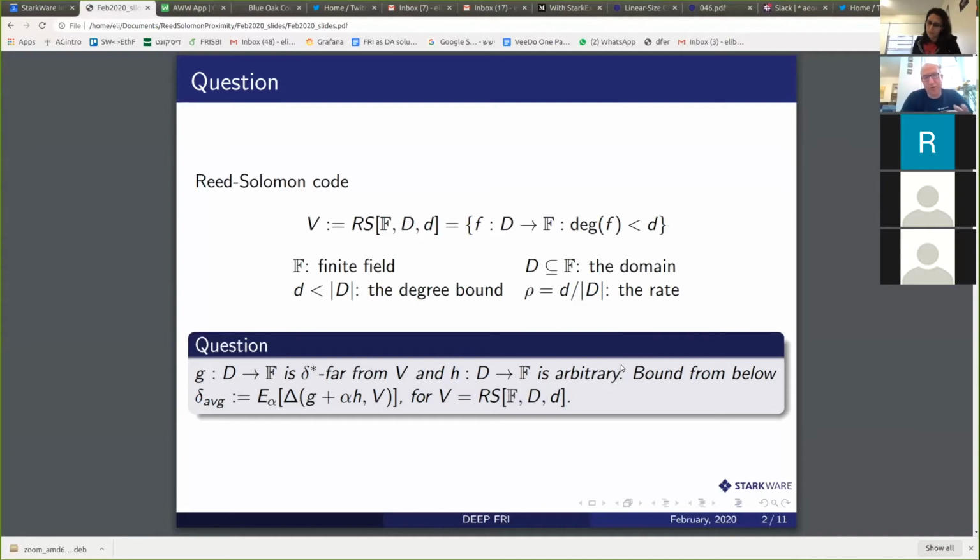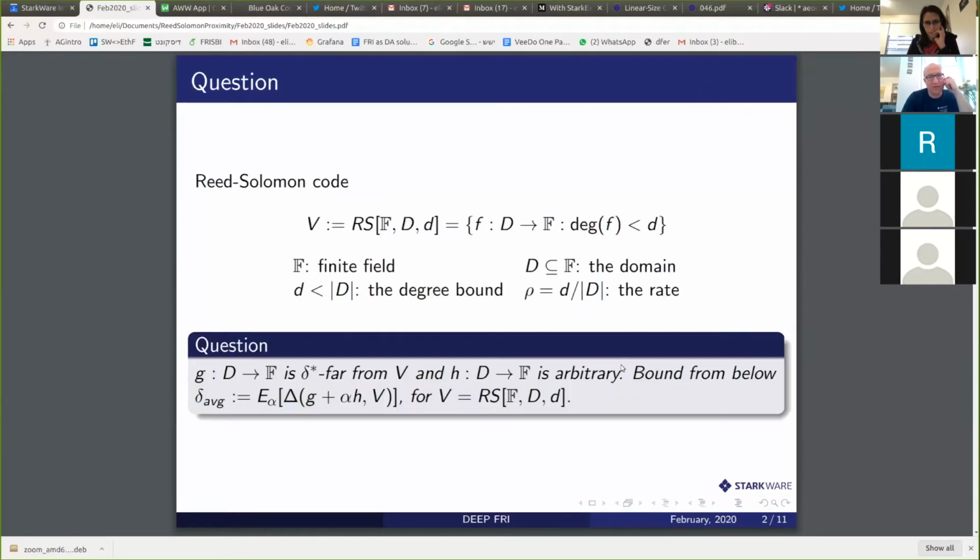We want to prove lower bounds on delta average, the average case distance on this line, and we generalize it to spaces and curves and other objects generated by G and H, or maybe by G and a bunch of H's. We would like to say that as long as G is very far, maximally far, from V, then no matter how you try to mask it with this H, the affine space generated by G and H, a typical element there will be far. So that's the question we studied.